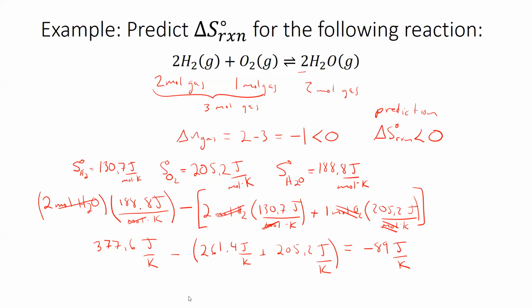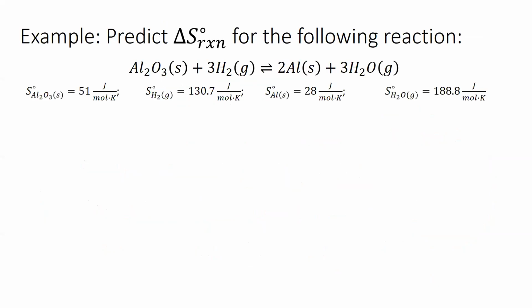Okay, thanks guys. So basically, if you just run the math through, you wind up with a value of negative 89 joules per Kelvin, which you get here. And that does turn out to agree with our prediction, right? That we would have a delta S of the reaction less than 0. Okay. So that's just a quick prediction of the entropy of the reaction initially. And then we confirmed what we expected, right? An entropy of reaction less than 0 because the delta n gas is less than 0.